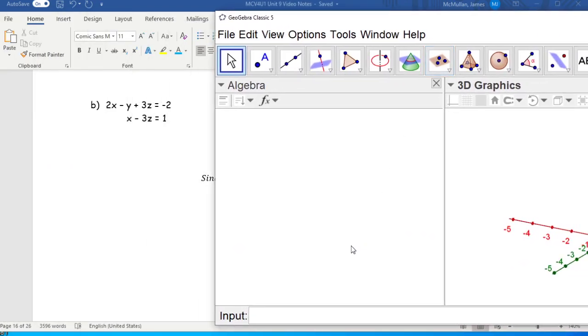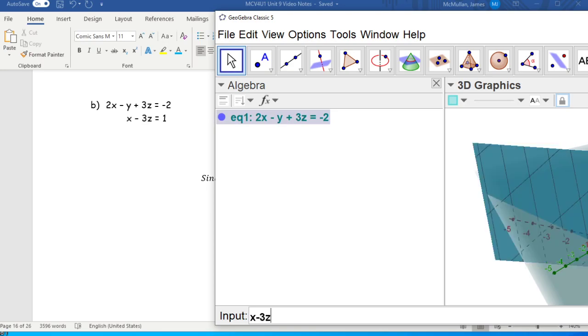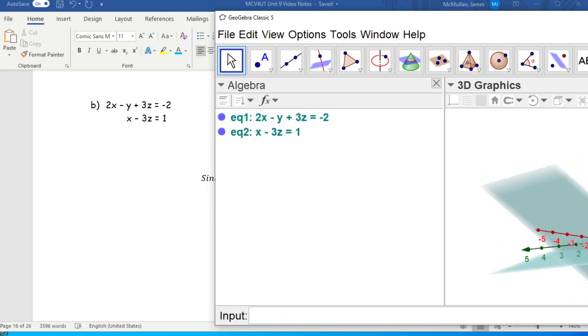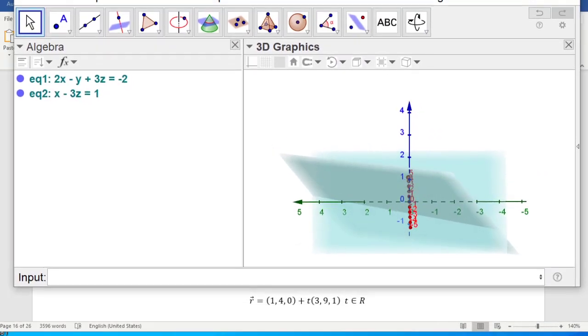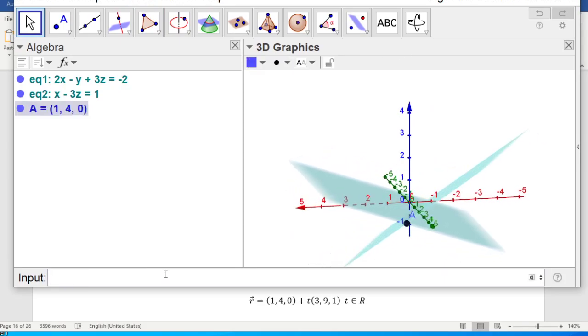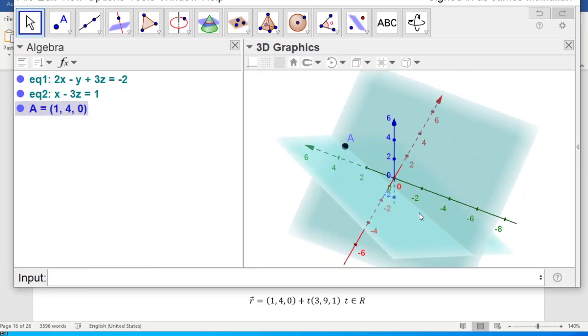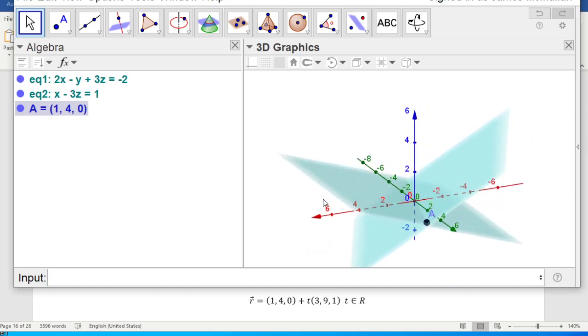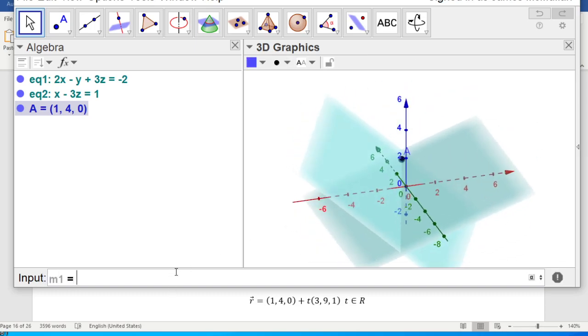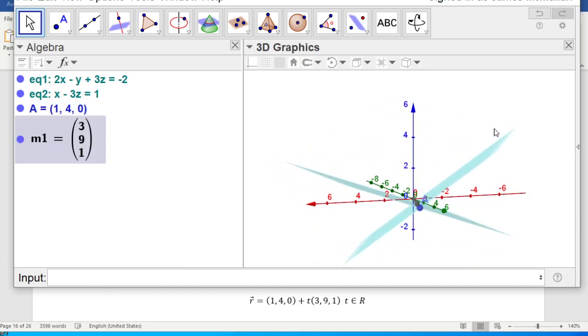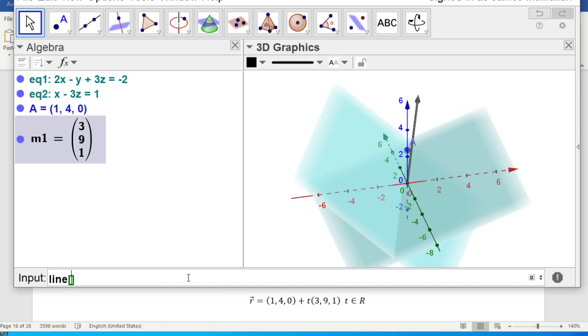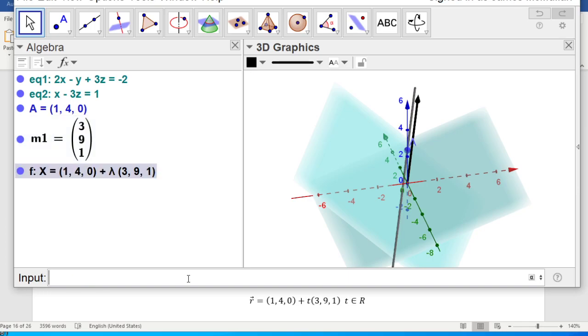Okay, so let's draw the first plane. 2x minus y plus 3z equals negative 2, and x minus 3z equals 1. Okay, so there you go, something like that. Okay, now my hypothesis is that (1, 4, 0) should be on there. So far so good, right? I found a point that's actually on there. And then the direction vector of the solution is (3, 9, 1). I'm thinking that looks pretty good. So we go line A with point A and direction vector M1.